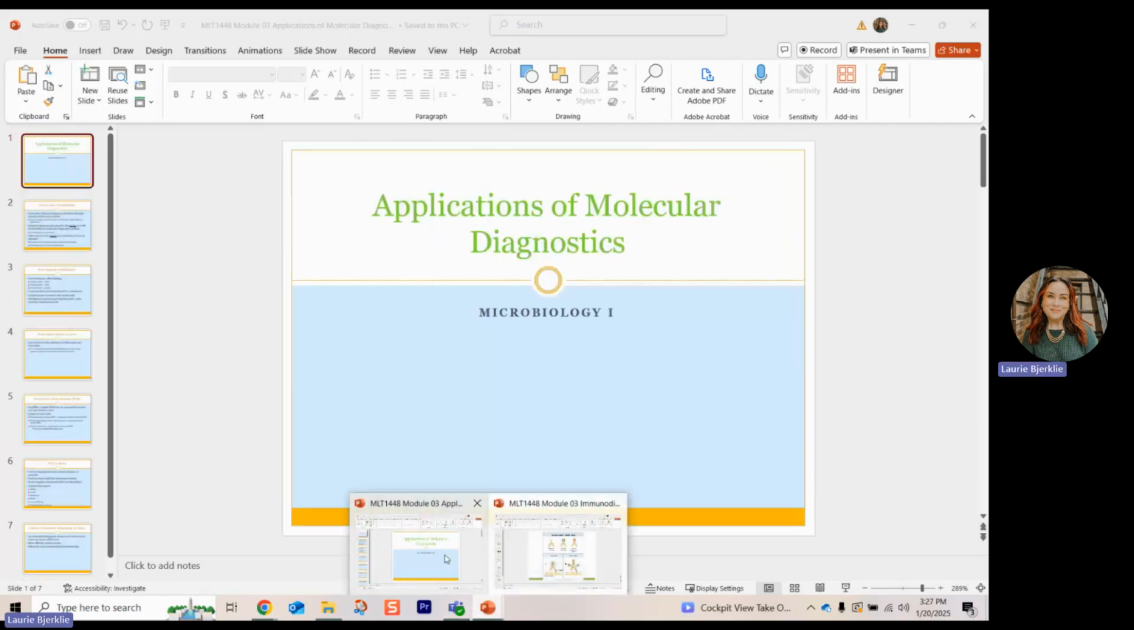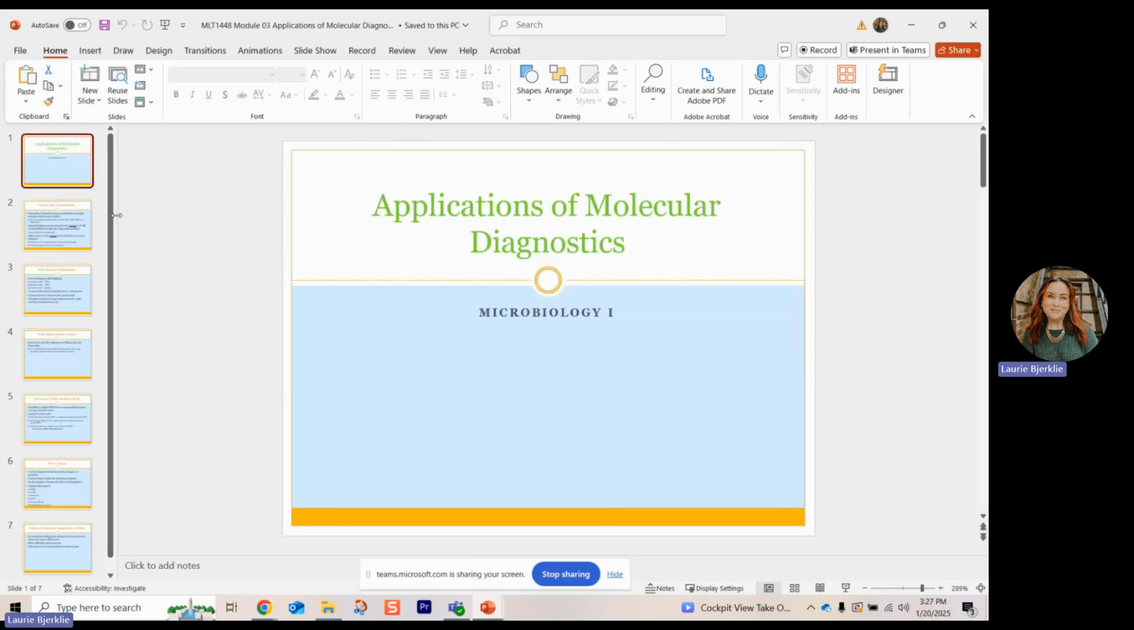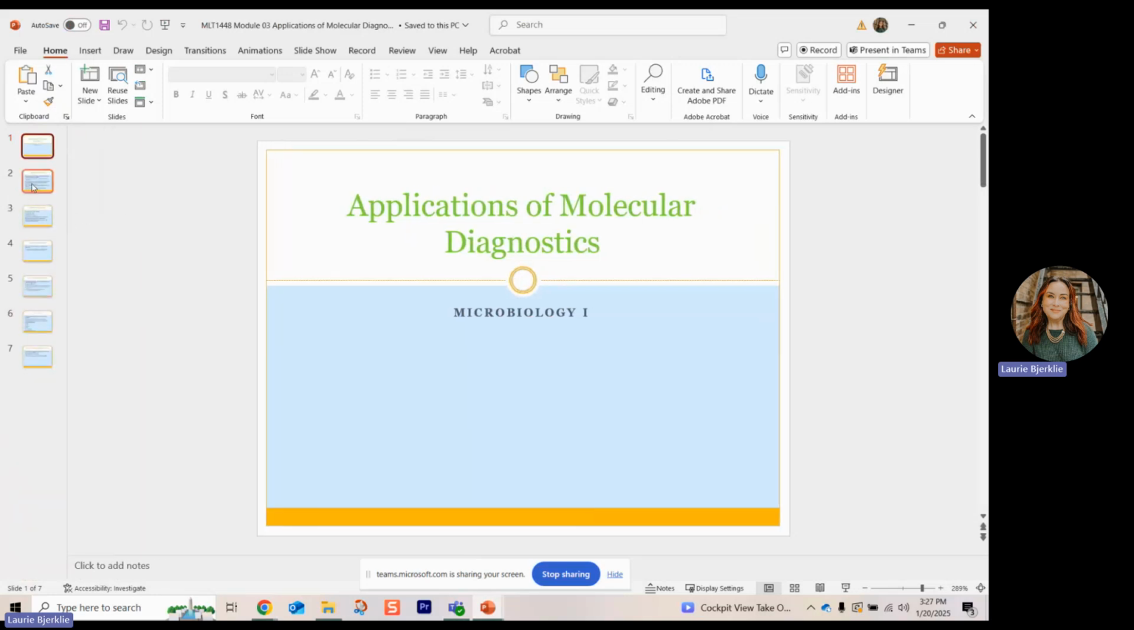So now we'll flip over to our other PowerPoint, and this one is pretty brief. This is about molecular techniques. As you can see, it's very minimal slides here.